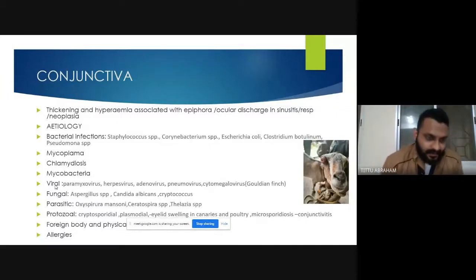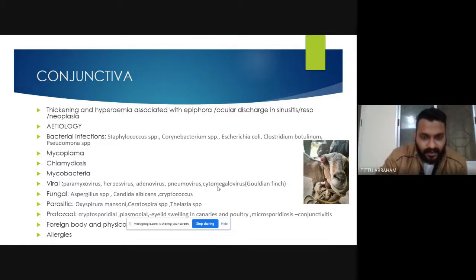I have discussed it earlier. Even if we discuss these infections so much, it is of little use because there is actually no treatment for viral infections. The bird's immune system has to fight against it. Otherwise, there are no medications. You can use certain medications for herpes virus, but still it is not so effective, which is why I'm not going much into it. Just understand that there are viral infections like paramyxoviruses, herpes viruses, adenoviruses, pneumovirus, and cytomegalovirus. Cytomegalovirus is seen only in Gouldian finches.